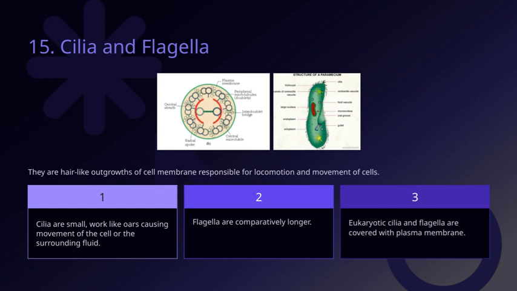Overall, both cilia and flagella are hair-like outgrowths of the cell membrane, and they play key roles in locomotion and cell movement. Understanding their structure and function helps us appreciate how cells interact with their environment and perform essential tasks.